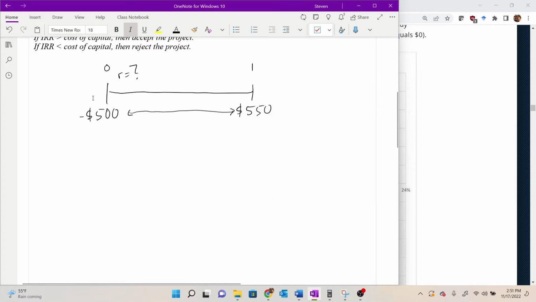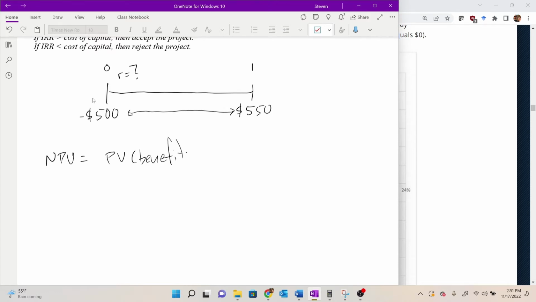If we're going to set this up with an equation, which we can do when there's just one time period like this, we'd set up the NPV definition and say NPV equals the present value of the benefits minus the present value of the costs. And we're going to set this thing equal to 0. So NPV is 0. Present value of the benefits, well, that's $550.